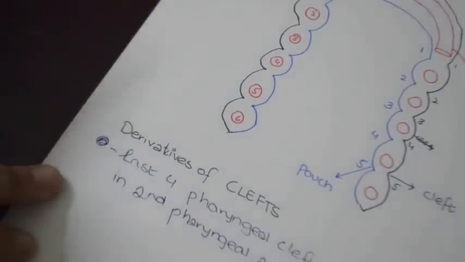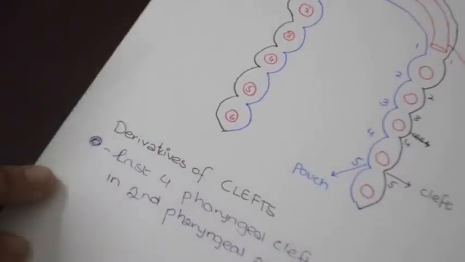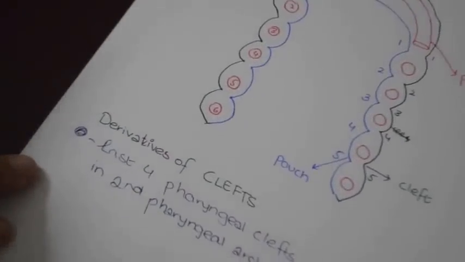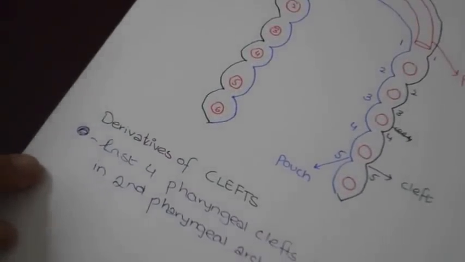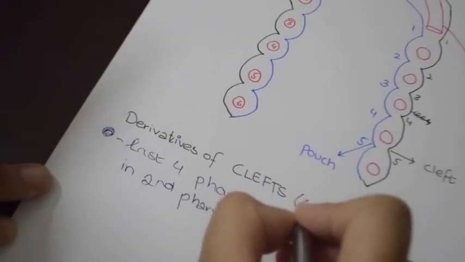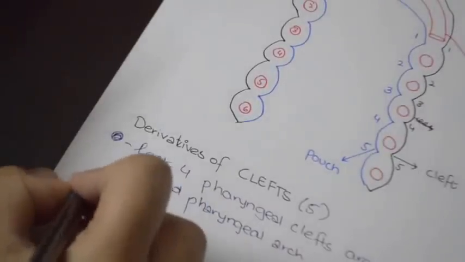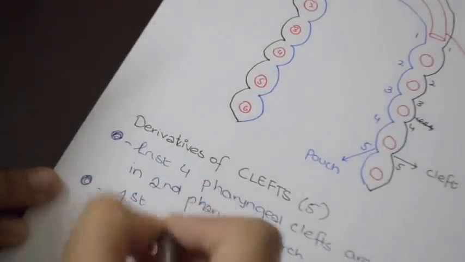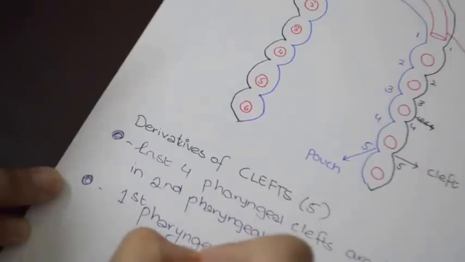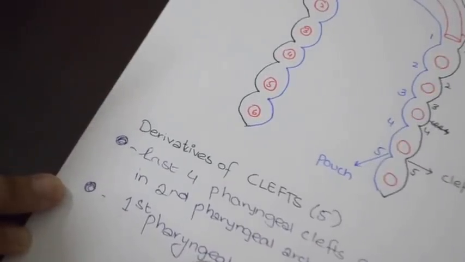So we cannot discuss the derivatives of these directly. The next point is the first pharyngeal cleft. There are 5 pharyngeal clefts total, so what is the first pharyngeal cleft responsible for?